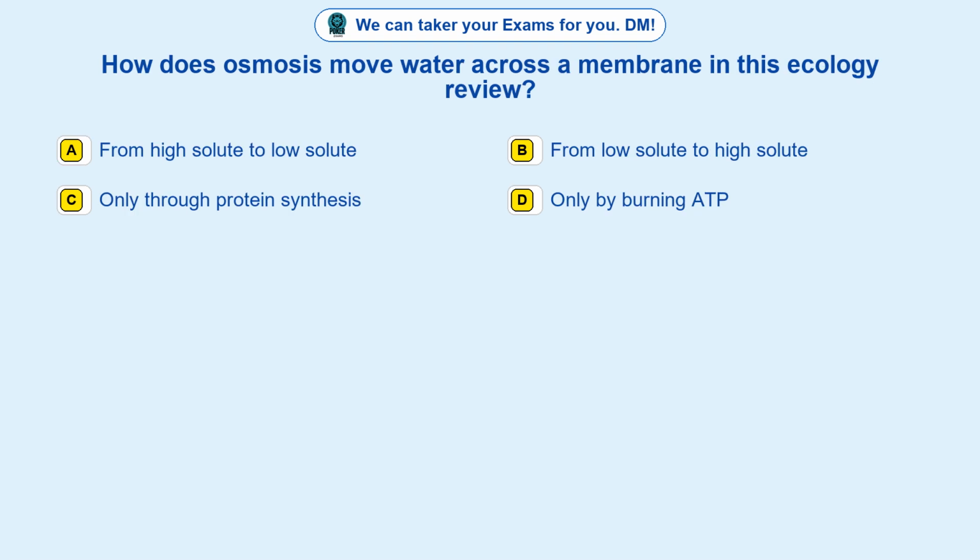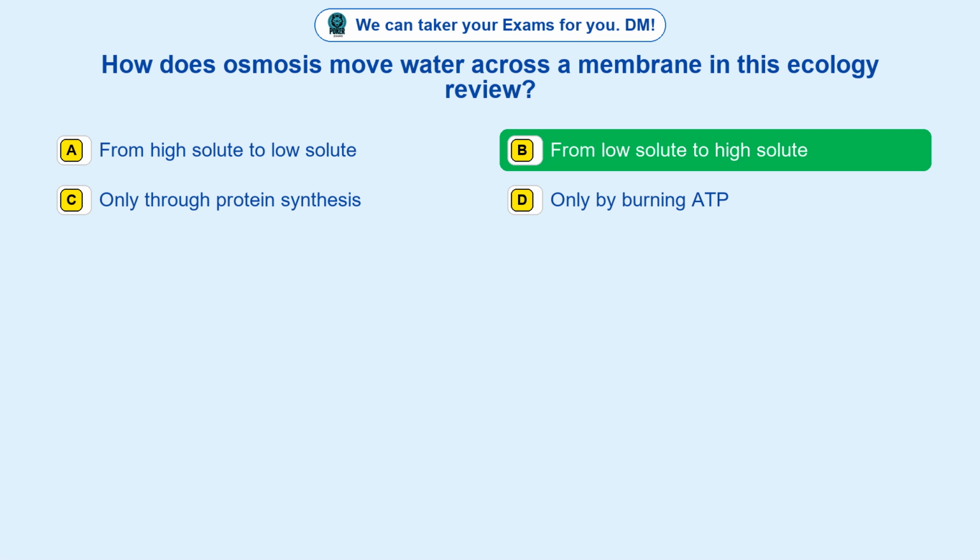Question 6. How does osmosis move water across a membrane in this ecology review? Option A, from high solute to low solute. Option B, from low solute to high solute. Option C, only through protein synthesis. Option D, only by burning ATP. The correct answer is option B, from low solute to high solute.